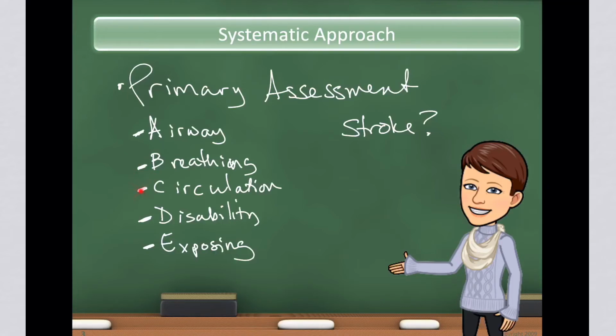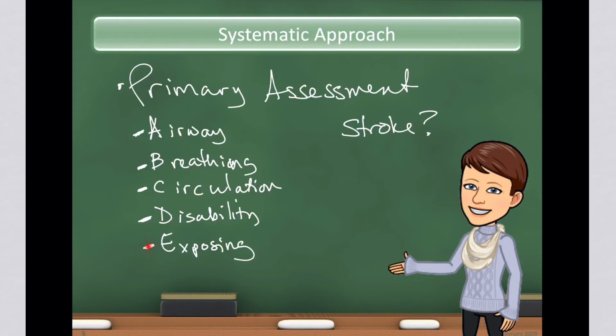Checking out circulation, are their pulses equal bilaterally? Do they have a blood pressure? Is their blood pressure good? Are they hypertensive, which is a real thing with stroke? Disability, obviously that's going to play right into the stroke assessment there, of course. And then exposure, make sure that we're not missing anything.